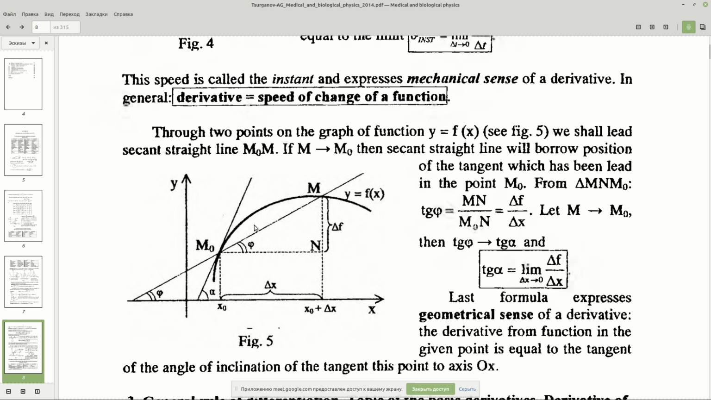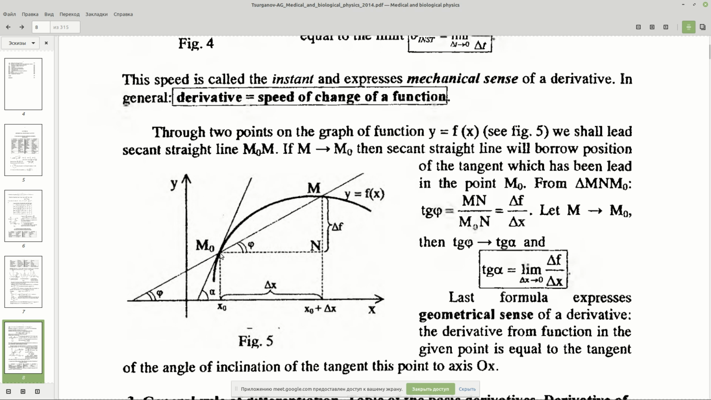The derivative of the function at a given point is equal to the tangent of the angle of inclination of the tangent at this point to the abscissa axis. It's the difference between them, and we need to go in here. This point is going here. The slice delta x is going to 0 very fast, very small, very tiny.